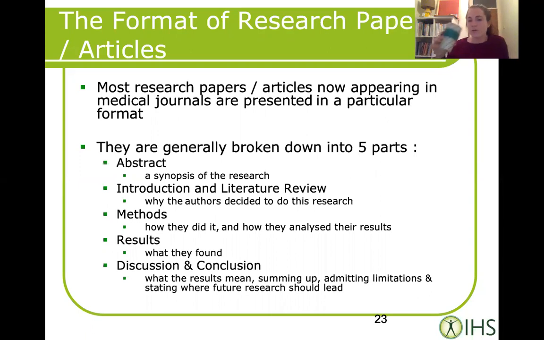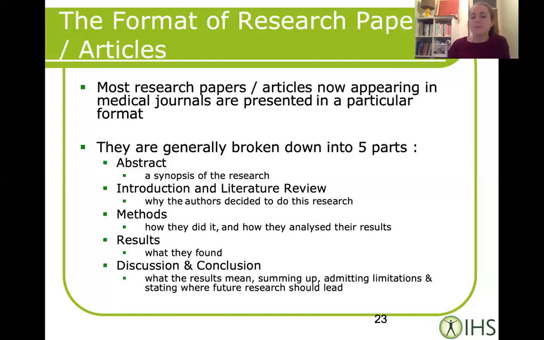All we want to support you in doing at the moment is becoming aware that this is the format of a paper, this is how it's broken down. The methods section tends to be the most detailed and hard to read. For the moment, what you want to be able to read is just the abstract, the discussion and conclusion, and the introduction.